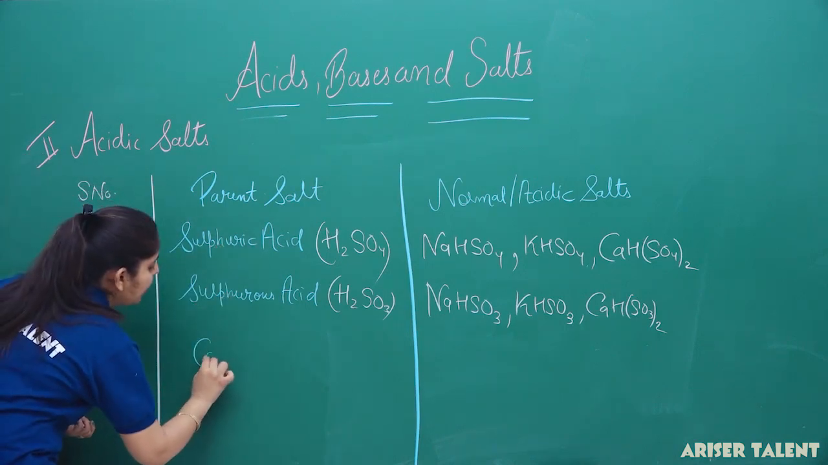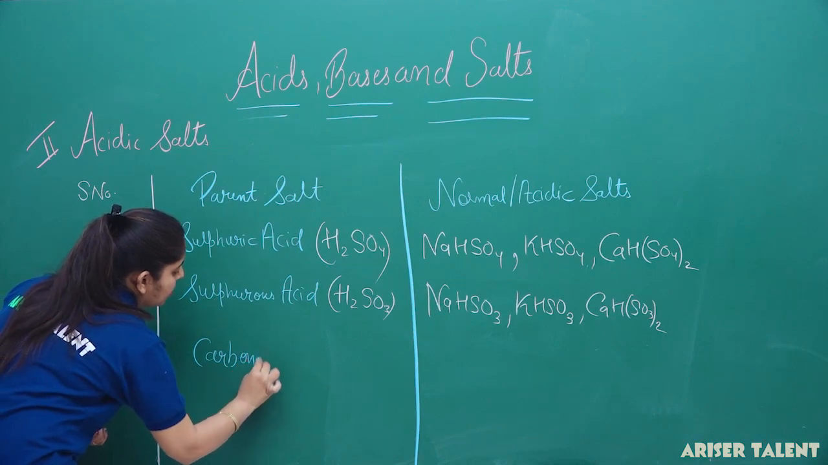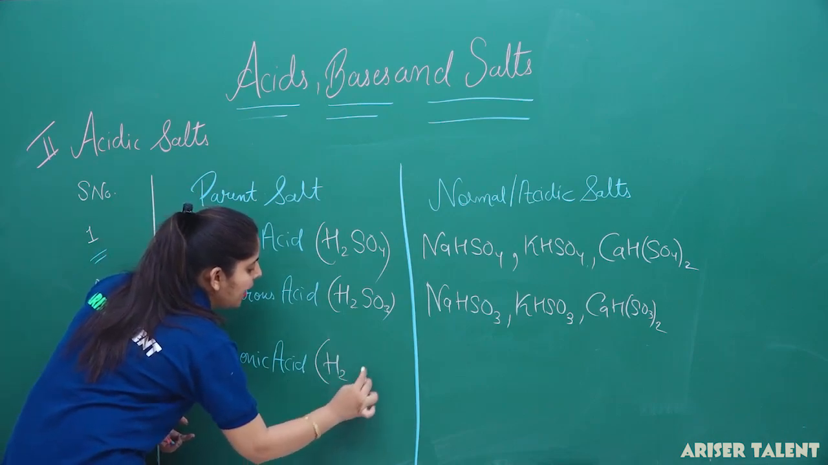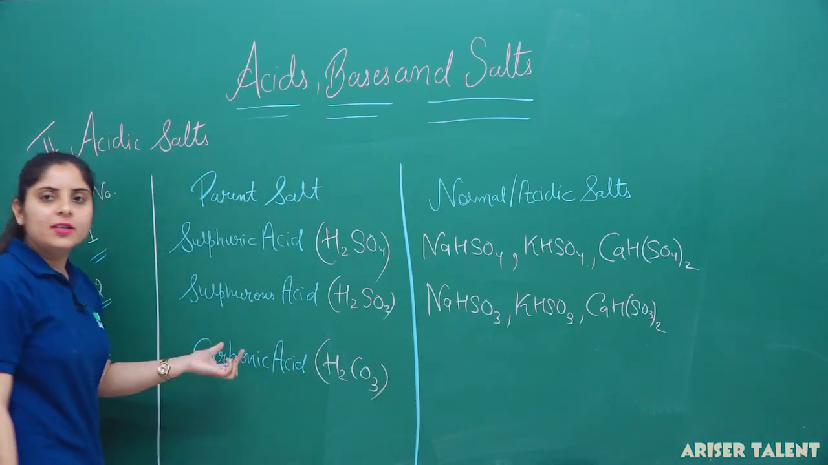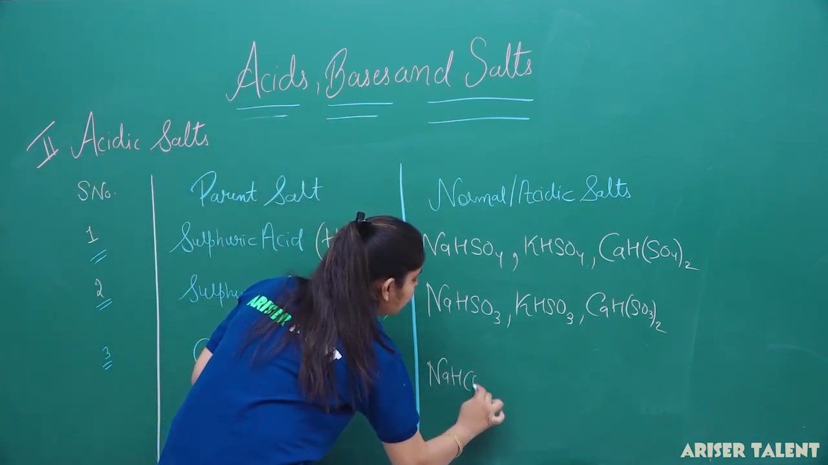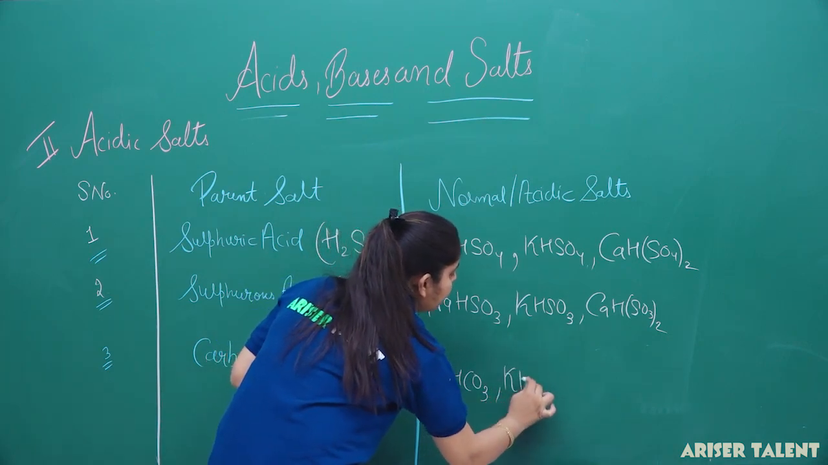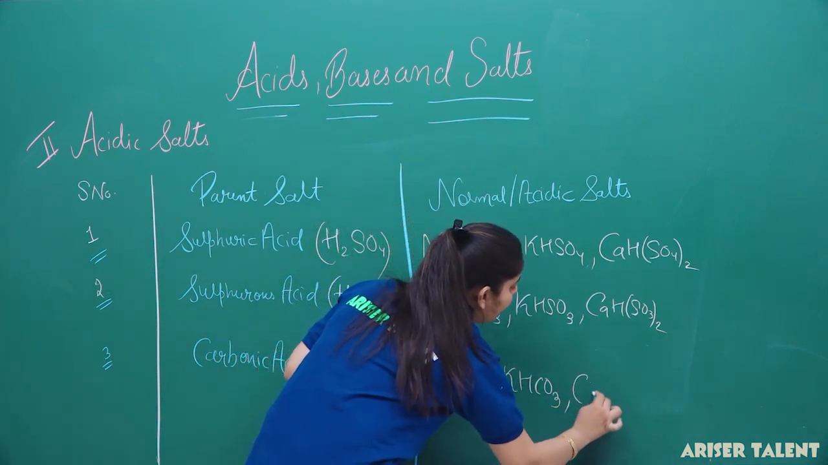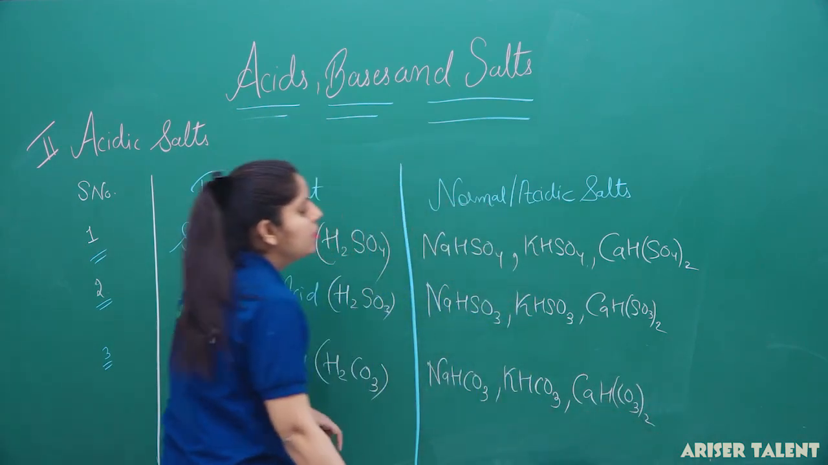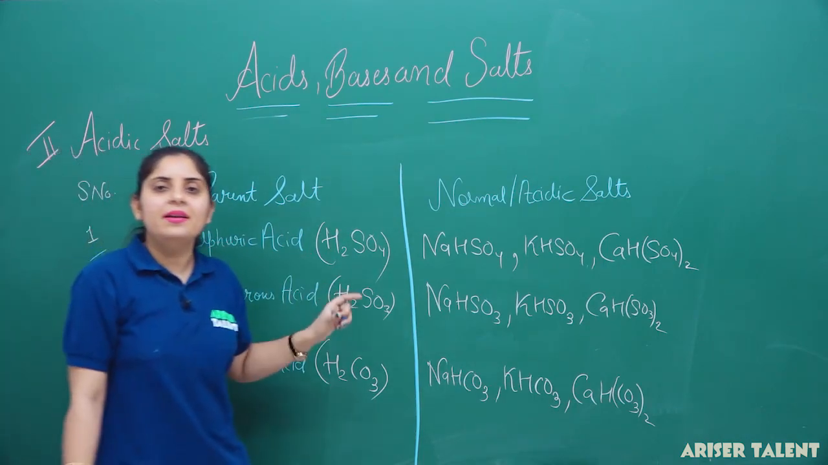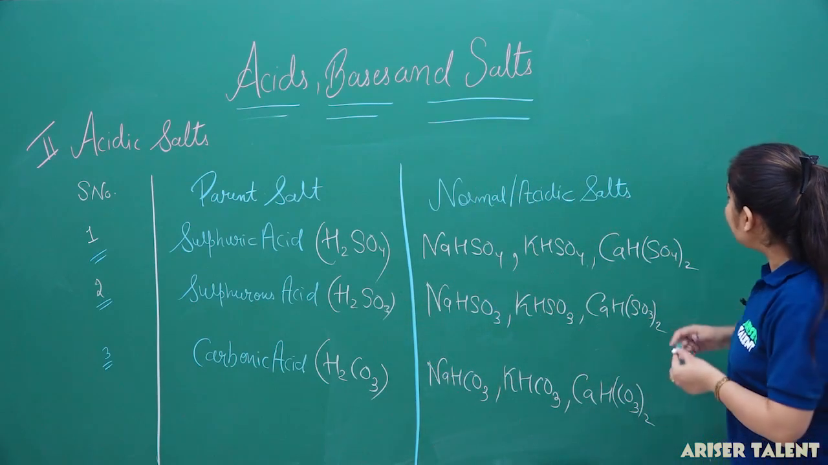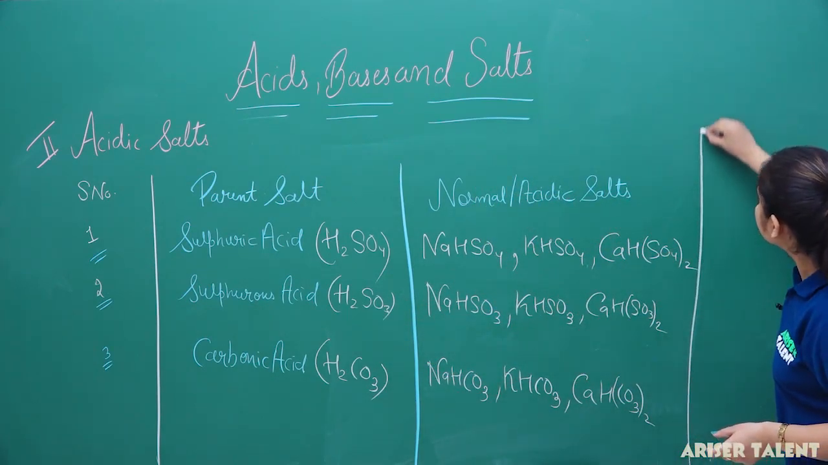Now, we are moving to our third category. Our third category will be carbonic acid. Carbonic acid is a parent acid having the general formula H2CO3. So, from this carbonic acid, we will get NaHCO3, KHCO3. We can also get Ca(HCO3)2. So, these are the parent acids and we can obtain the acidic salts from them as follows. So, this will be the category of the acidic salts.